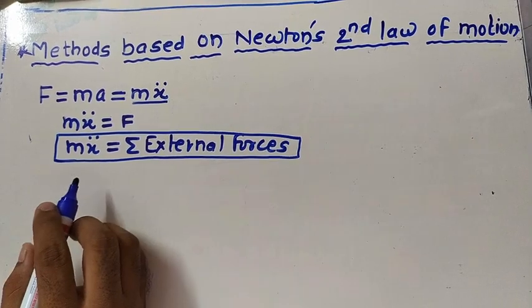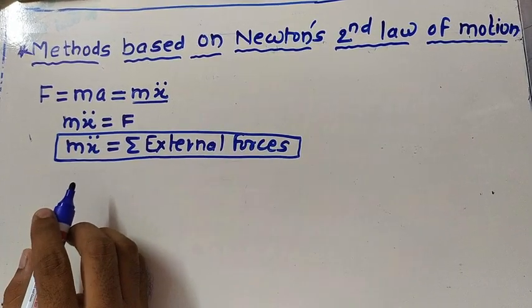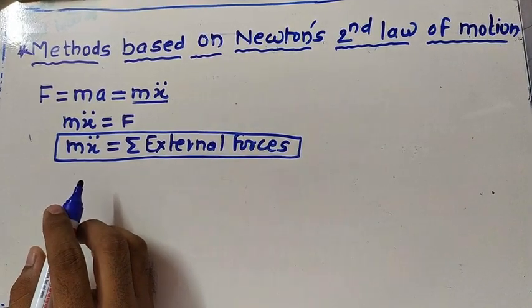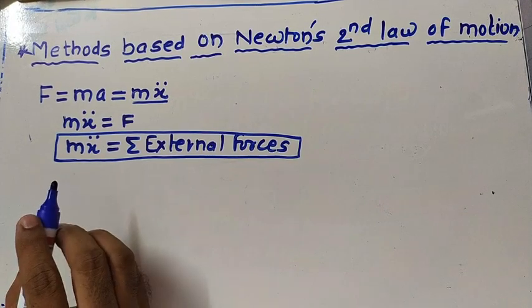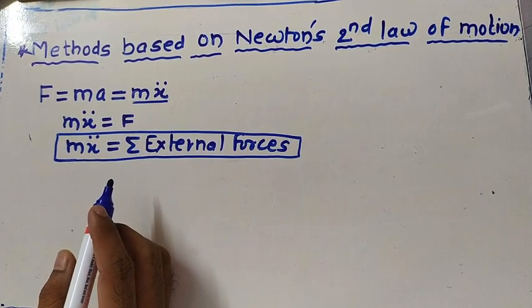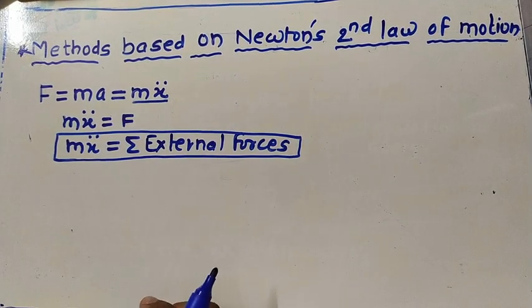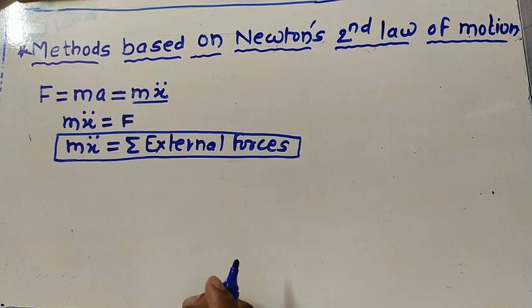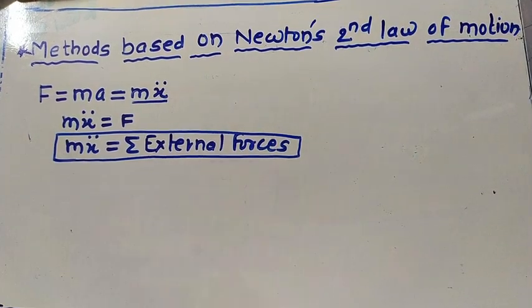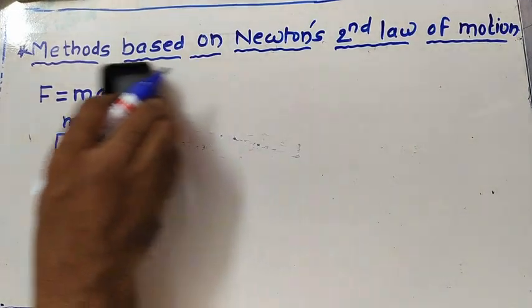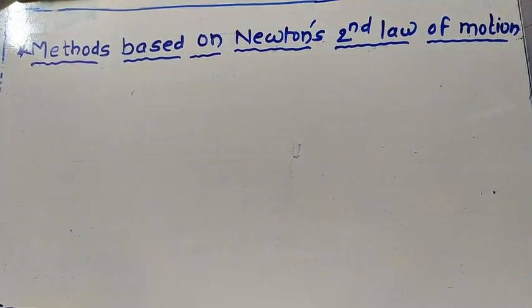So how can we develop the relation for natural frequency of the given system? For that, let us consider the spring mass system. For that, I'll just draw here.